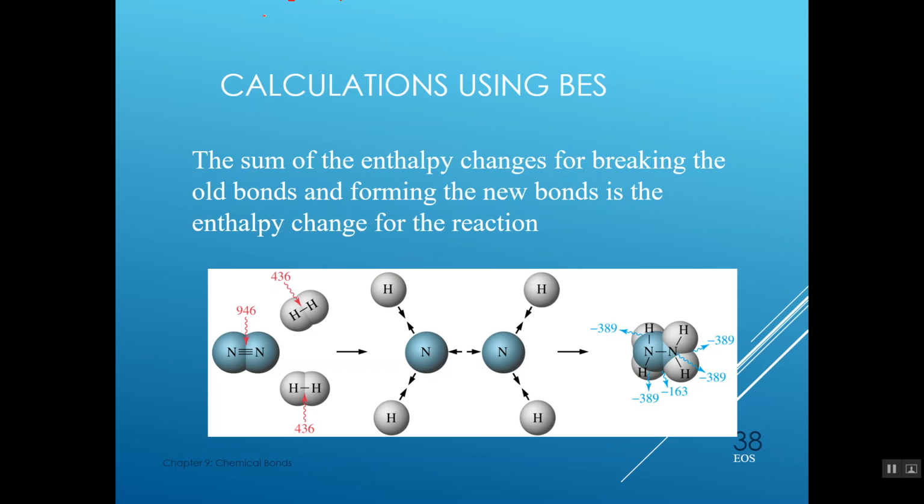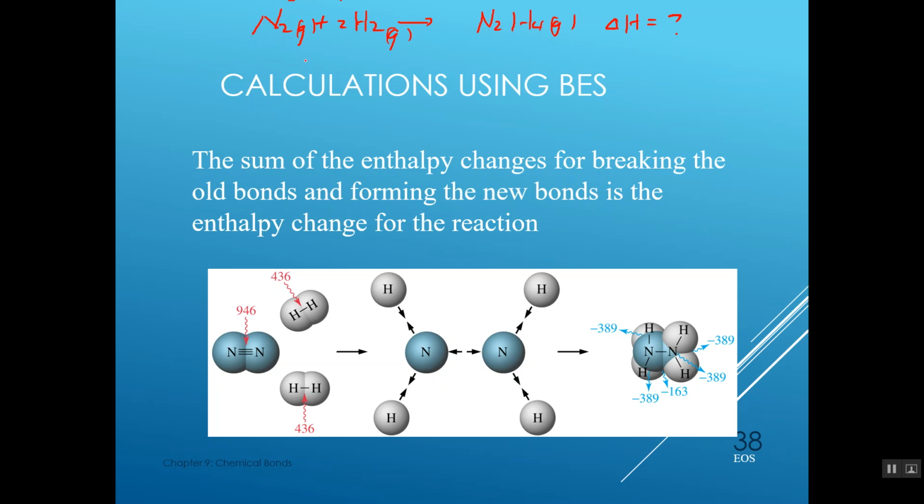The reaction is nitrogen, N2, plus hydrogen to form hydrazine, which is N2H4. And these are all gases. Very important, these are all gases. So we can actually use the table of values that I provided in the previous slide to determine delta H. That's the aim of this exercise, to get delta H for this reaction.